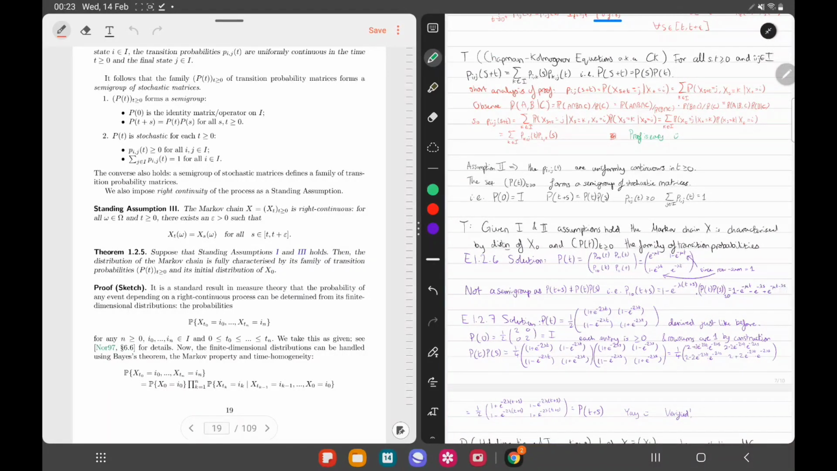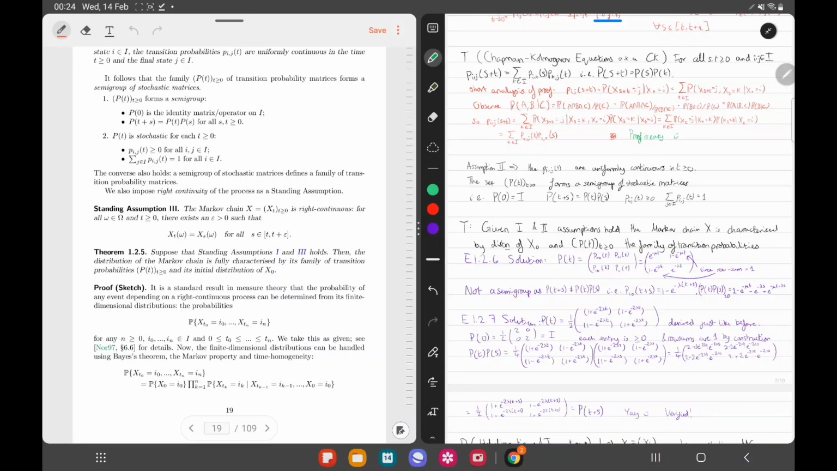Standing assumption 3 just means that you can be a Markov chain and it's right continuous, which basically means that given any time on your Markov chain, I should be able to move a little bit forward in time and I'm still at the same state I was before. So yeah, that's what right continuous means for a Markov chain. Anyways, moving on.